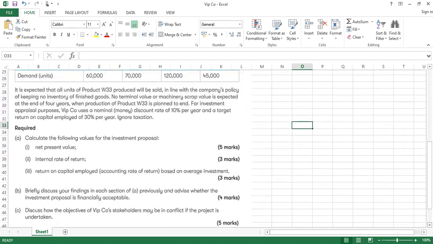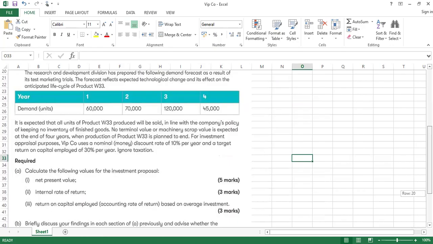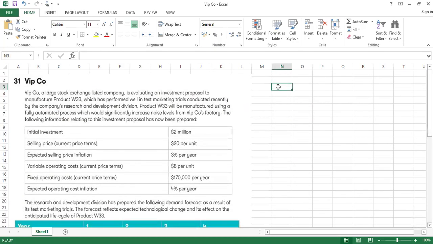Calculate the following values for the investment proposal: NPV, second one is IRR, and the third one is return on capital employed based on average investment. And then we have the theoretical points. So first we will calculate NPV, then IRR, then ROCE. Starting from year 0, 1, 2, 3, 4.